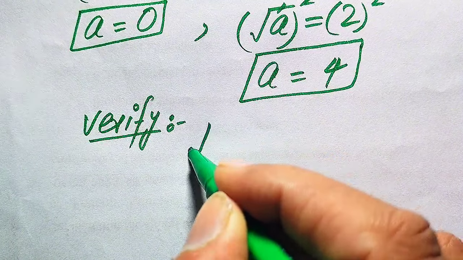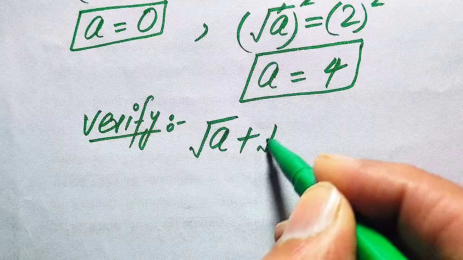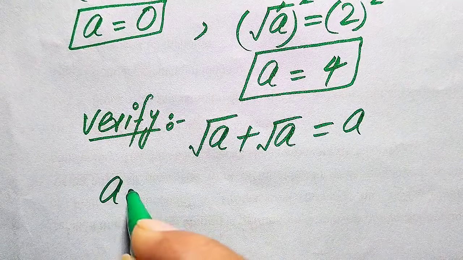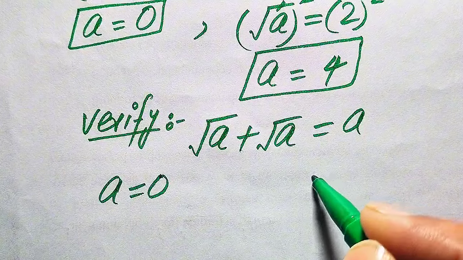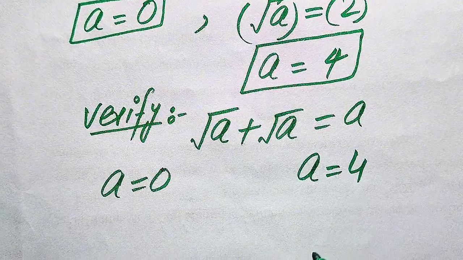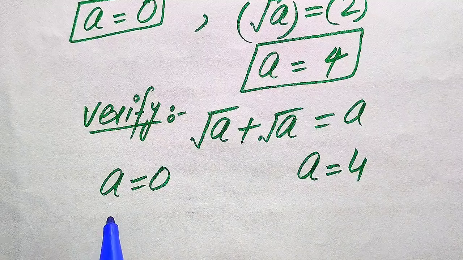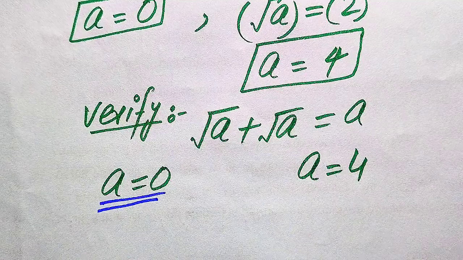Here the given question statement is square root of a plus square root of a is equal to a, and on this side we will verify a equals 0, and on this side we will verify a equals 4. And now first we need to verify a equals 0.